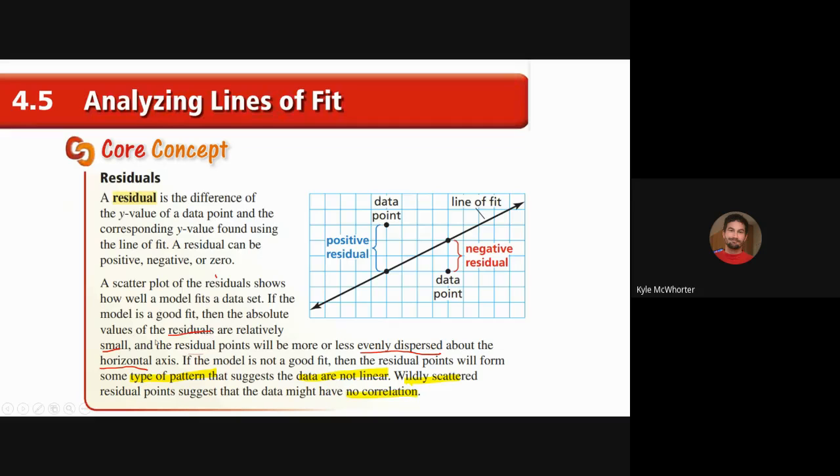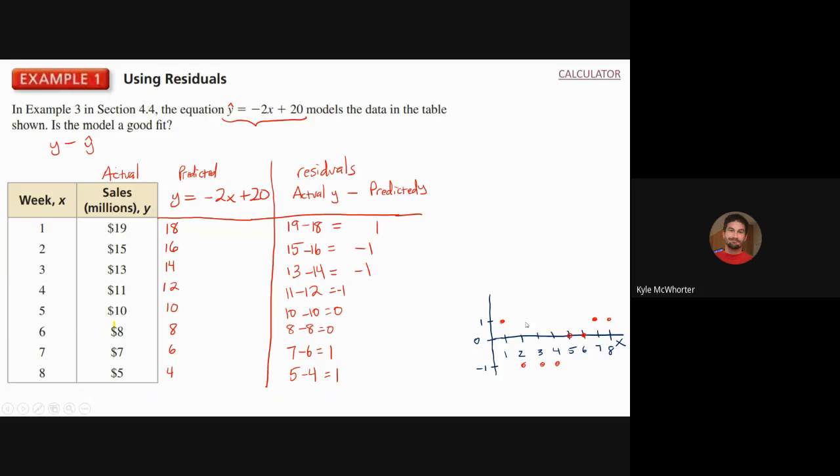But look at this. Our residuals are relatively small, 1 or negative 1 or 0. And the residual points are more or less evenly dispersed about the horizontal axis. So all of our residuals are pretty small, and they're dispersed somewhat evenly around the x-axis, on top and bottom. So we will conclude that, yes, this is a good fit.